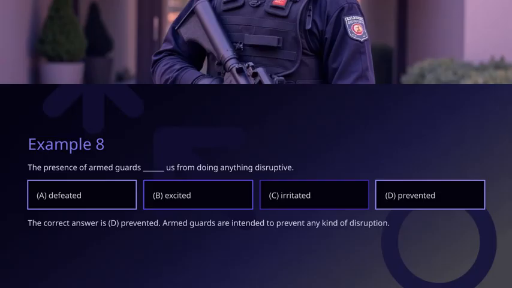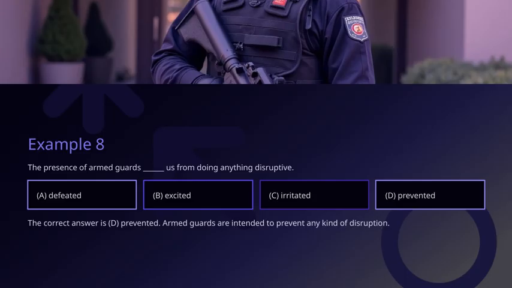All right, let's look at example 8. The sentence is, "The presence of armed guards ___ us from doing anything disruptive." Now, the key word here is from, which indicates prevention or stopping something from happening. If we consider the options, defeated doesn't quite fit because it implies losing or overcoming, which doesn't make sense in this context. Excited and irritated are emotions, and they don't logically connect to the idea of guards preventing disruption. The correct choice is prevented, which means to stop something from happening.